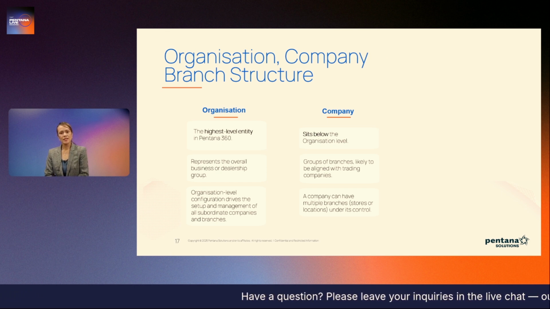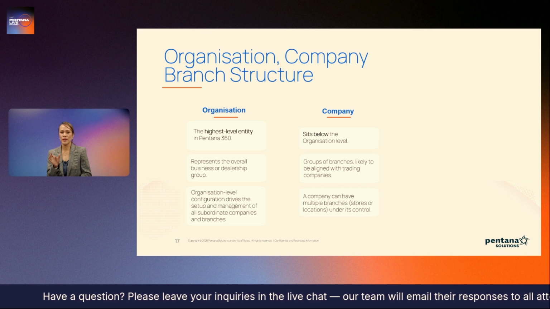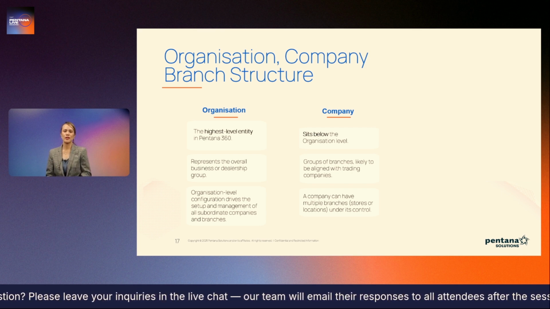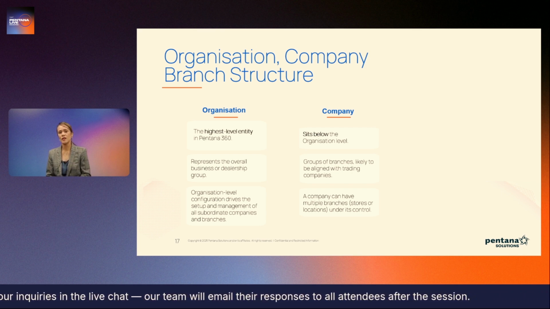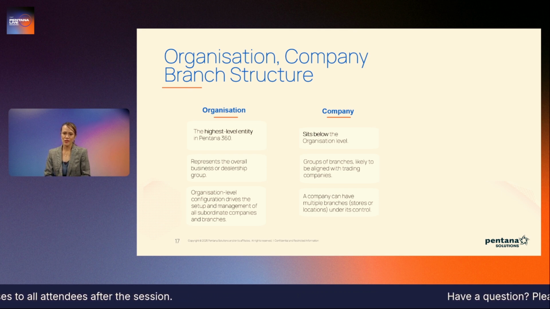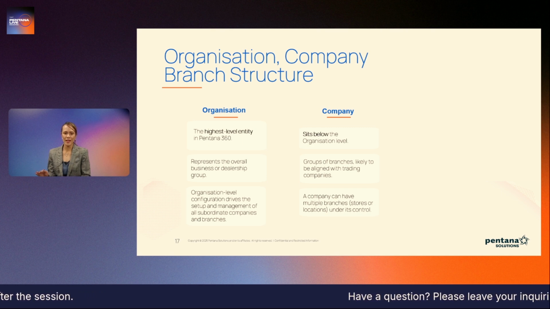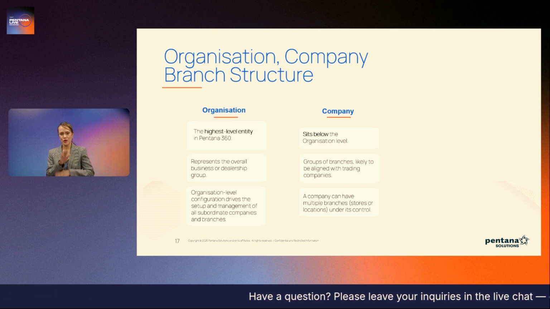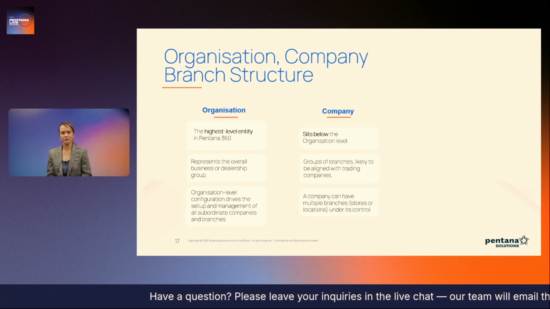A company sits below the organization. Think of it as a grouping of branches that aligns with your legal or trading entities. A single organization can have multiple companies. Company admins can manage users and transactions across all branches within that company, but not across the entire organization.